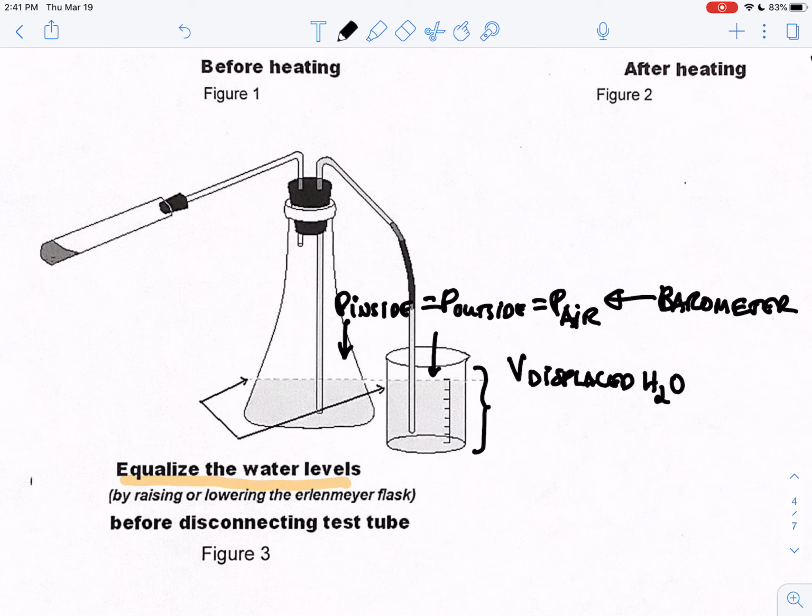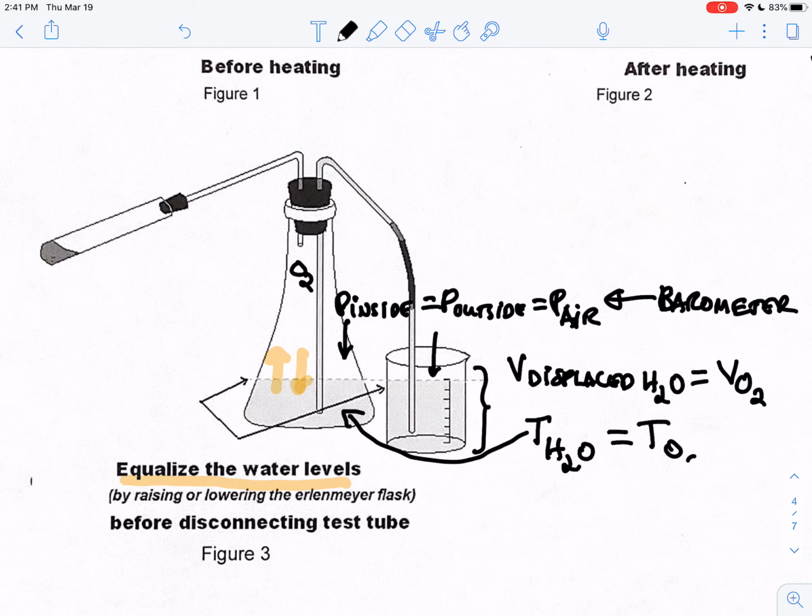And again, because of the conservation of mass, we have to assume that all of the water that was displaced by the oxygen inside here, and therefore that should be the same as the volume that the oxygen gas is occupying. The other thing we'll do is we're going to take the temperature of the water in the flask, and assuming there is a sufficiently fast exchange of energy between the gas and the water, we will assume that the temperature of the water is the same as the temperature of the oxygen.